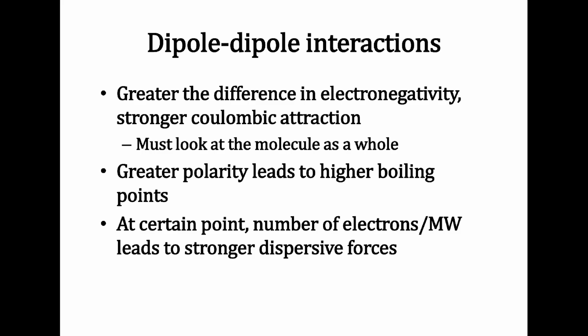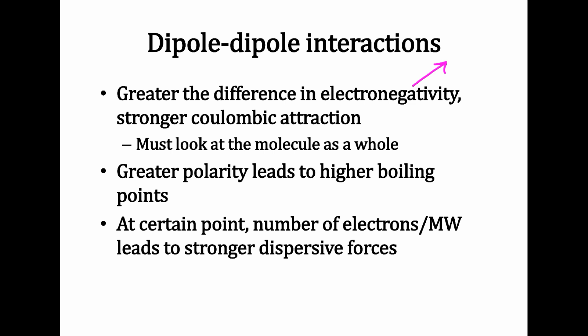So here are some things that you really want to look at whenever you're looking at dipole-dipole interactions. The greater the difference in electronegativity, the stronger the Coulombic attraction. So remember the trend for electronegativity. If we were to look at a periodic table, it increases, as we would say, up and to the right. But really what we're saying is as the effective nuclear charge is increasing and the number of energy levels is decreasing, there's a stronger attraction for the electrons.